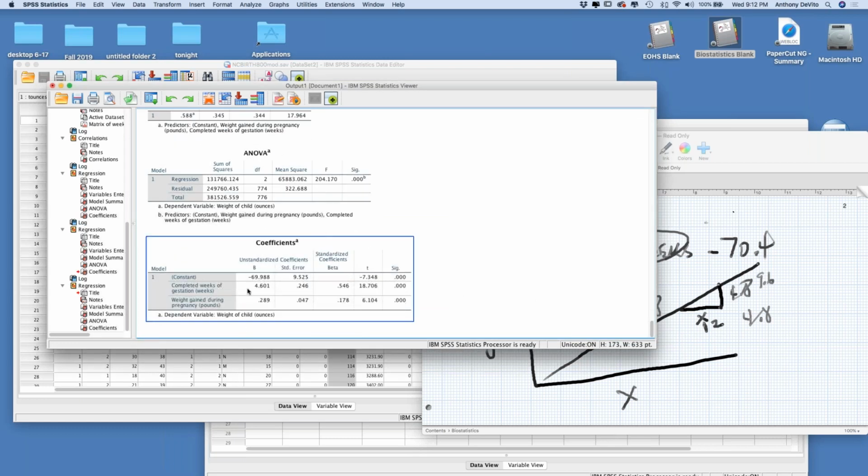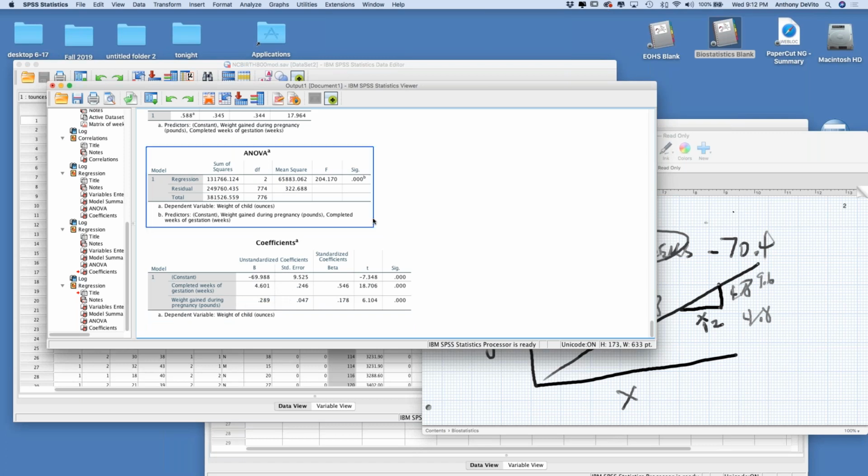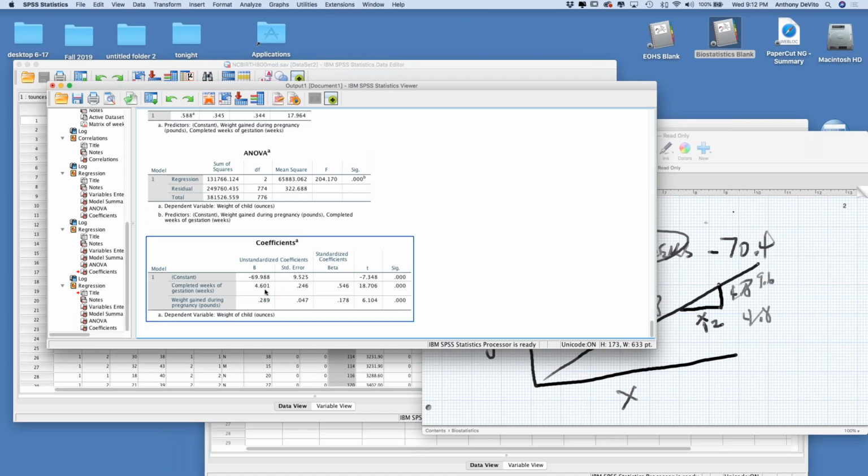Well, now I wind up with two slopes. I wound up with 4.6 and 0.289 for the other values. Now, just without writing it down, the formula for this would be the birth weight of baby is equal to 4.6 times the completed weeks of gestation plus 0.289 times the number of pounds that the mother gained, plus or minus 69.7, minus 70, the y-intercept. So your formula now has an extra value in it.